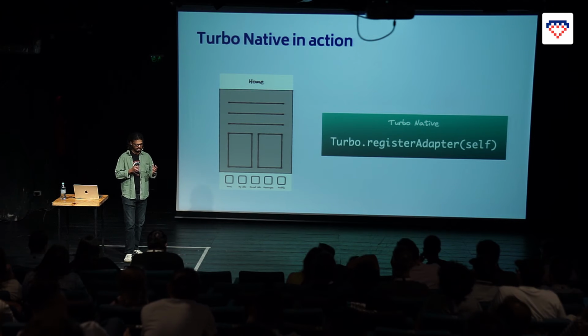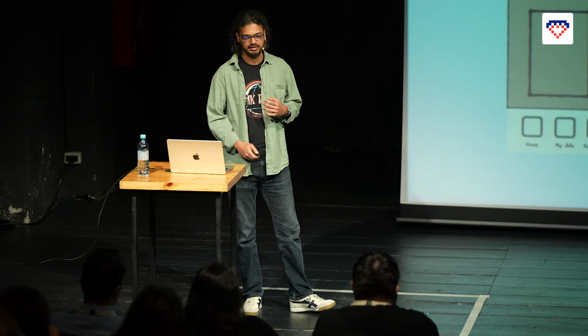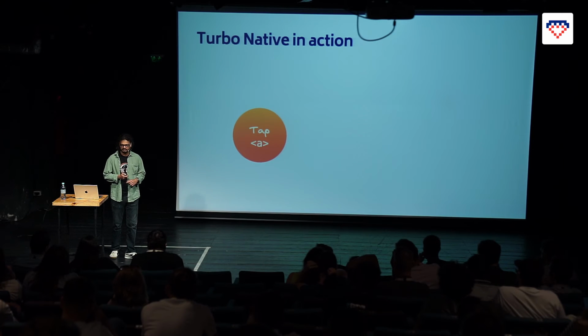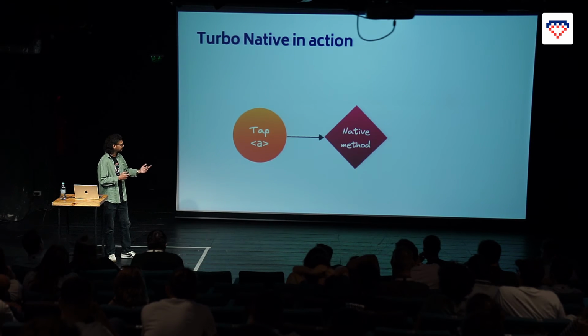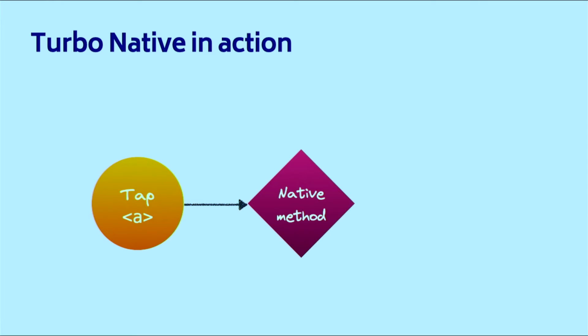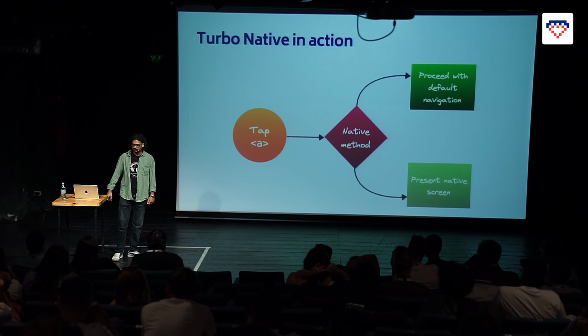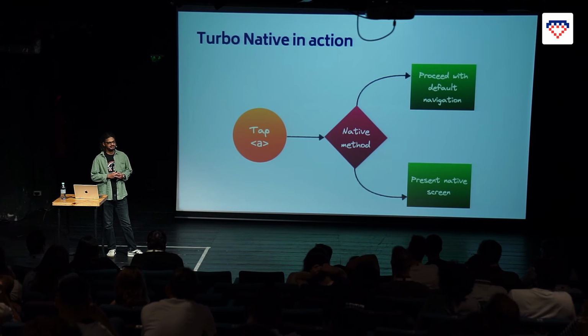So that lets it place itself right in the middle of Turbo's request cycle. So now, when you tap a link in your Turbo Native app, instead of making a fetch request, it calls a native method instead. Now, in this native method, you can make a decision. You can either proceed with the default navigation, or you can present a fully native screen instead.